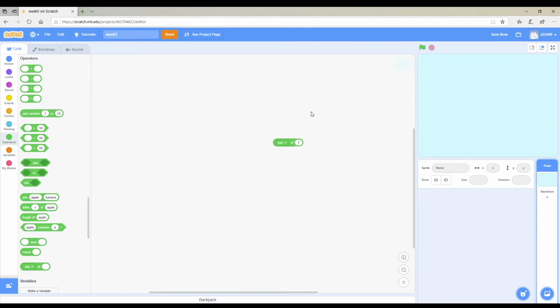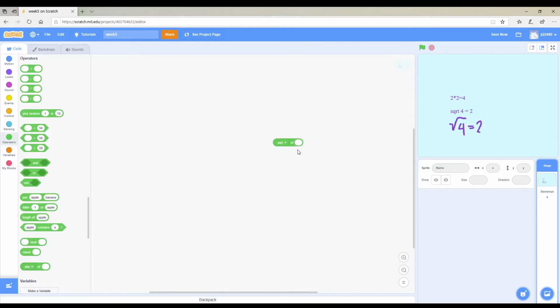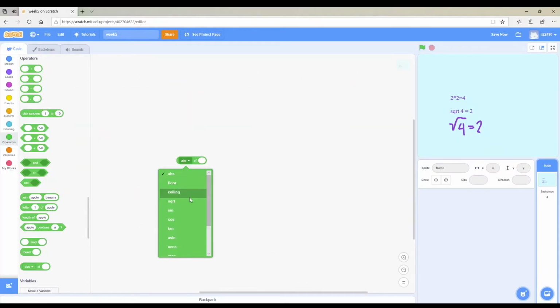Square root. You might have learned about square roots in math, so when something times itself, like 2 times 2, that is 2 times itself, equals 4. So then, the square root of 4 is 2. And you'll see here that if you take the square root of 4, it'll give us 2.